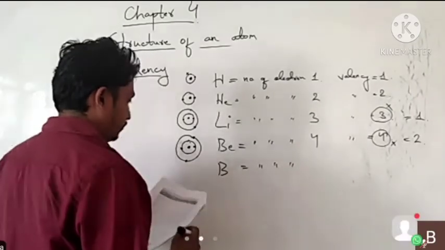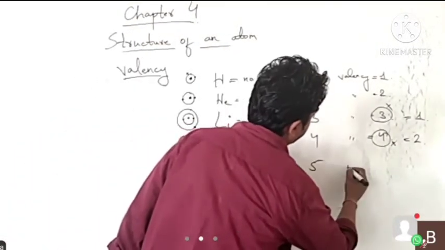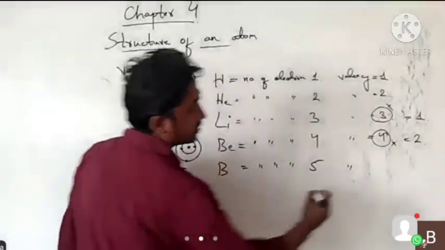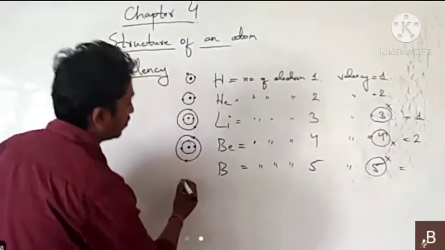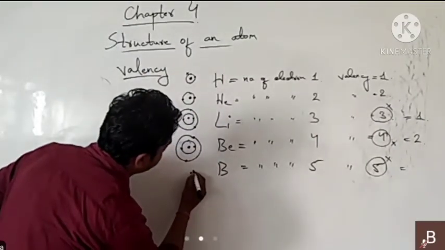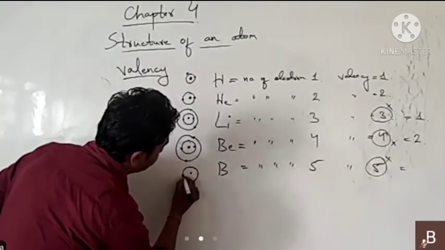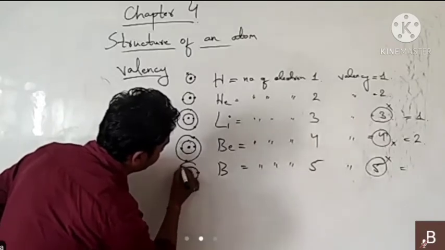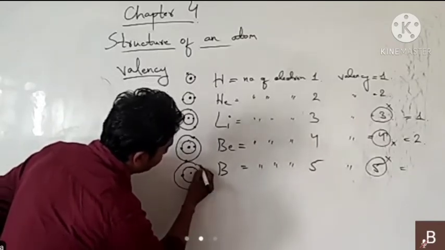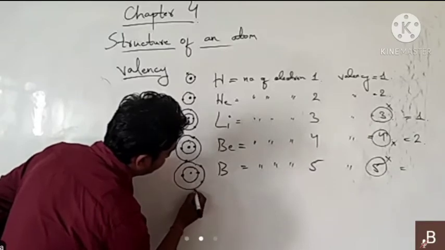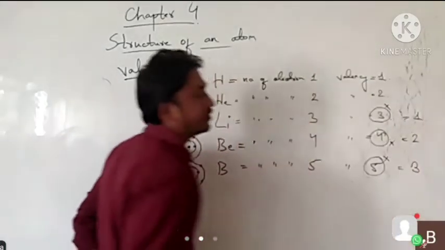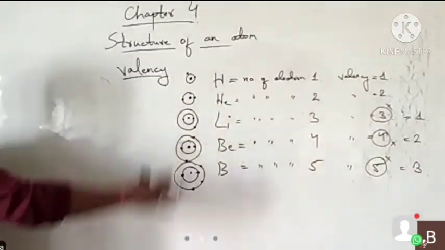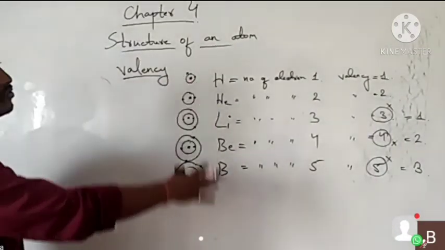So valency, we can't say that valency will be 5. That will not be correct, because in boron also we have to put 2 electrons, then we have to take another cell, then 1, 2 and 3. So for boron it will be 3. So in this way we can work out the valency of an element.